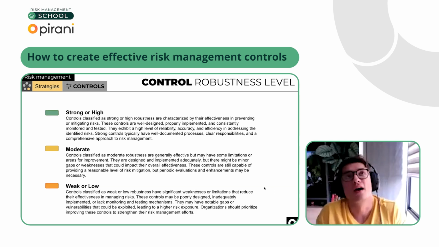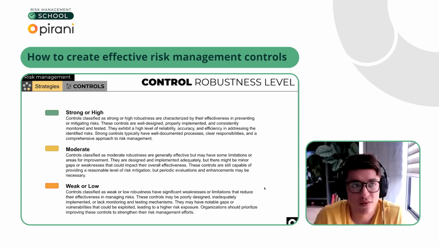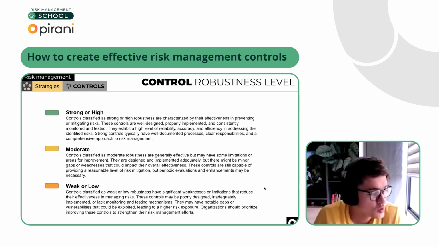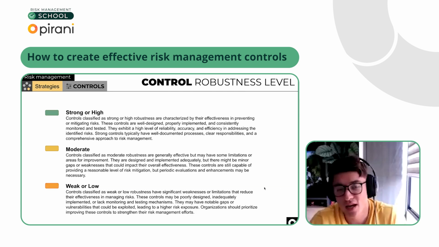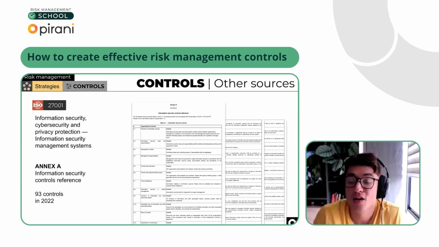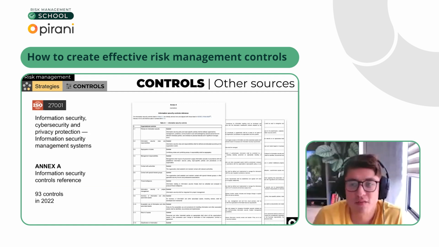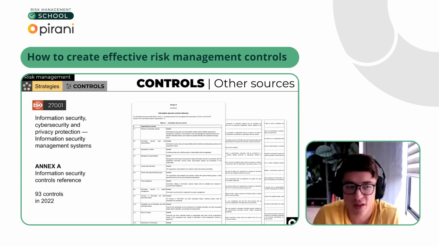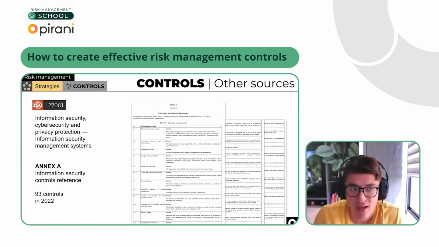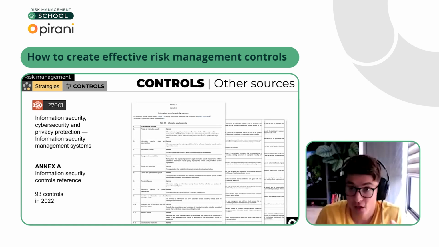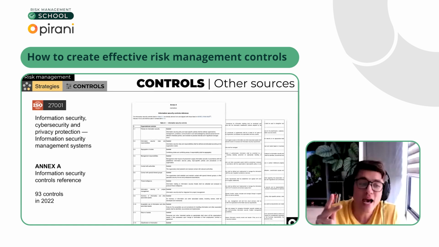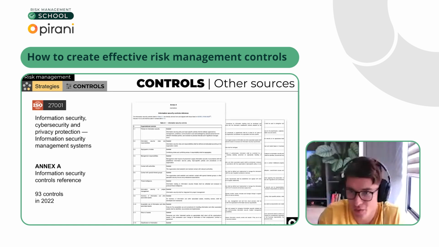But maybe you say, okay, but what if I'm not very familiar, or maybe I don't know how to start creating a control? What is a good starting point to do that? So we also have other sources of controls. For instance, if you are running ISO 27001, that is a standard for information security, cybersecurity and privacy protection, the ISO norm has an annex. Annex A is an information security control reference. The ISO norm is actually giving you 93 controls for you to work with.